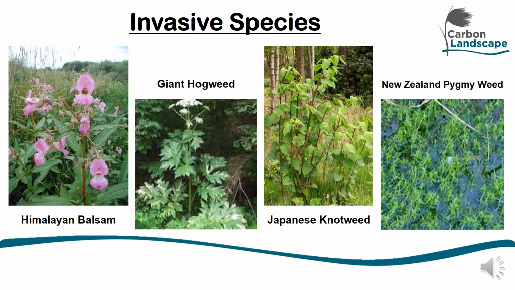To manage a wetland, we also need to manage any invasive species. Plants like Himalayan balsam, giant hogweed, Japanese knotweed and New Zealand pygmyweed. What these do is they outcompete and rob the native plants of light, so they need to be removed.